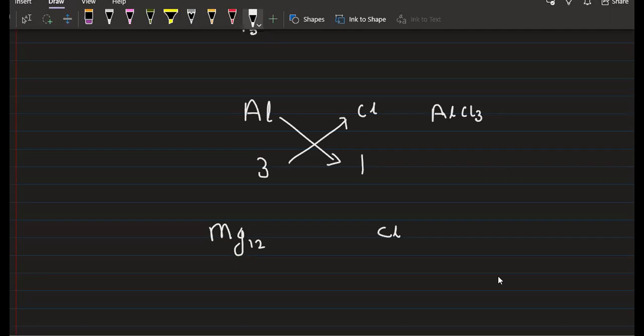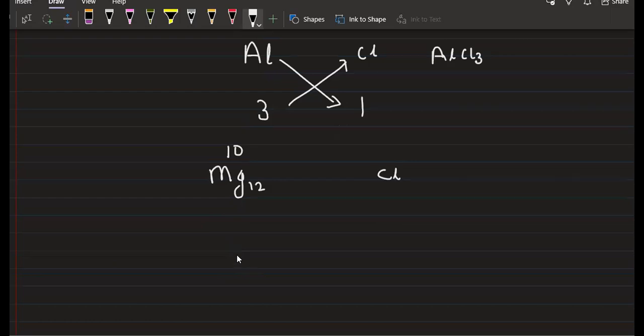Everyone, step by step. Mg will also want to have only 10 electrons, right? MgCl2, not 12, right? Yes, very good. So Mg wants 10 electrons. It has 12 electrons, so 2 electrons are extra. So Mg valency 2. Chlorine valency 1, we know, cross multiply. We will get MgCl2. Now tell me, was this easy or hard?